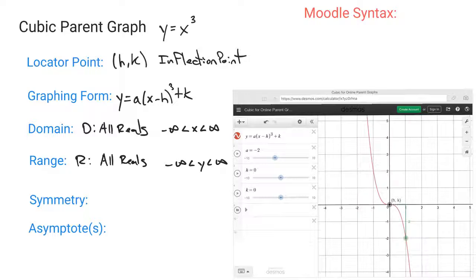Now symmetry, there is no line of symmetry here. There is rotational symmetry, but we're just going to be focusing on lines of symmetry, and there is no asymptote either for this particular graph.